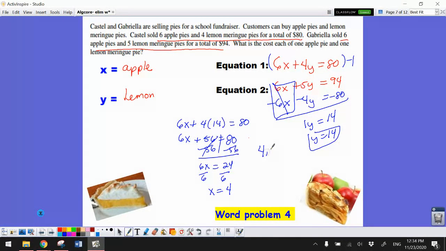So my solution is 4, 14. So what is the cost of apple pie? Well, apple is the x. So an apple pie is just $4. That sounds like a pretty good deal to me. And the lemon pie is going to be the $14. So lemon pie is 14 and apple pie is 4.